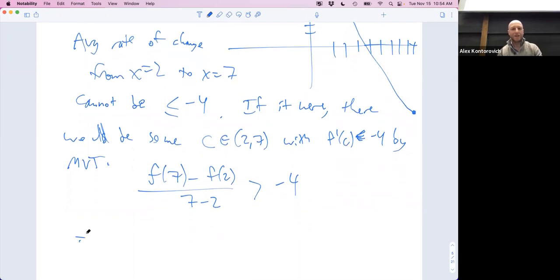So what does that mean? If I multiply both sides, so this is 5, I'll multiply by 5. f(7) - f(2) is at least -20. I know f(2) is 4. That means that f(7) is at least -16.